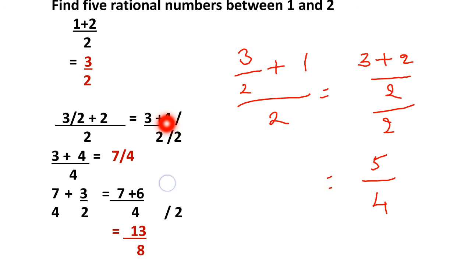So LCM we have to find. So 4 we will get, here 2 we will get. So 3 plus 2, 1 2s are 2, 2 2s are 4, 3 plus 4 divided by 2, whole divided by this 2. So this becomes 3 plus 4 divided by 2 2s are 4. Okay, that is 7 by 4.